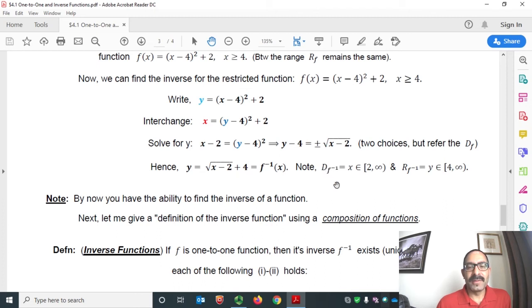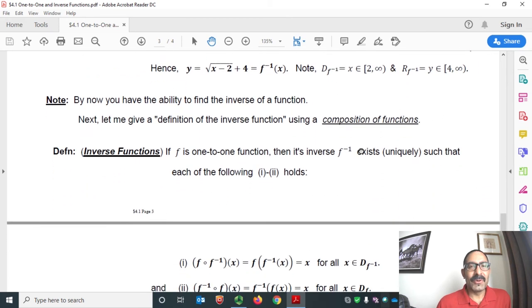Note, the domain of f inverse is 2 to infinity, including 2, and the range of f inverse is 4 to infinity. Great. So now let's move on.